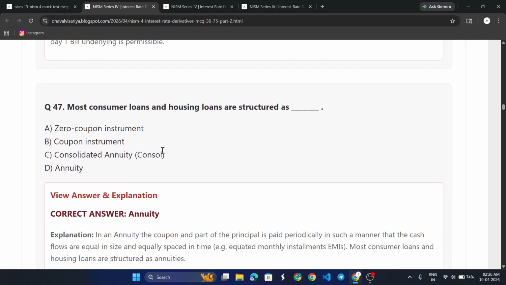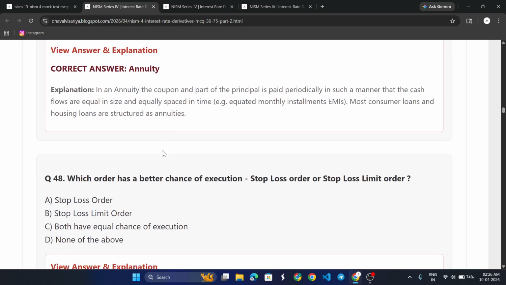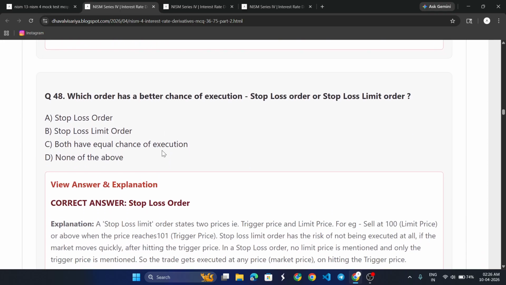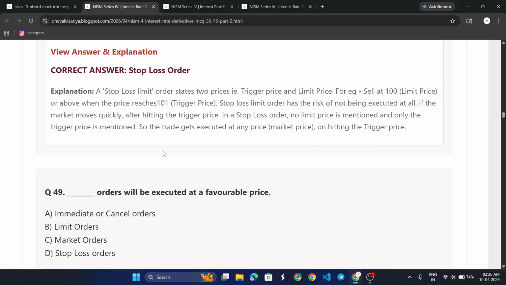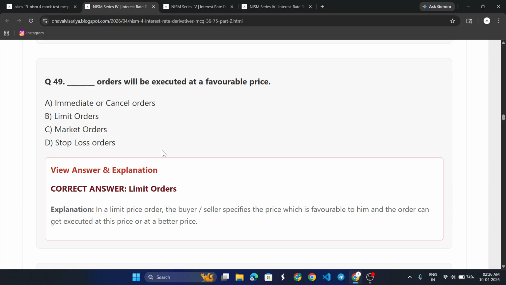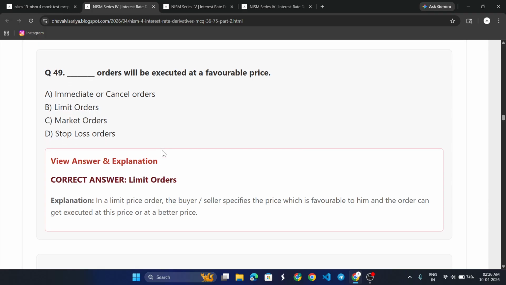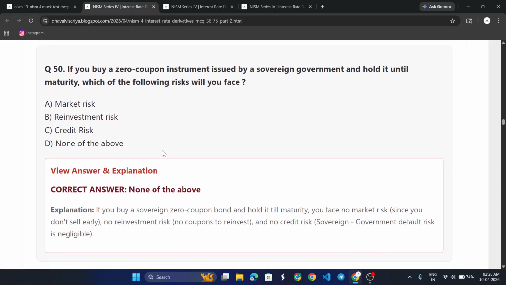Most consumer loans and housing loans are structured as annuity. Which order has a better chance of execution, a stop loss order or stop loss limit order? A stop loss order. Cash orders will be executed at a favorable price. Limit order. If you buy a zero coupon instrument issued by the sovereign government and hold it until maturity, which of the following risks will you face?